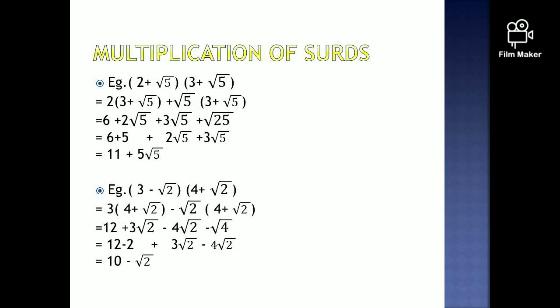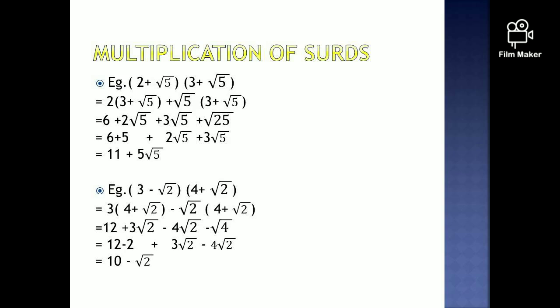So if you multiply 2 with 3 plus root 5, 2 into 3 is 6, and 2 into root 5 is 2 root 5. Hopefully you can understand. Then if you multiply root 5 with 3, that is 3 root 5. Don't misunderstand, this is not 3 root 15, this is 3 root 5. Then root 5 into root 5, both of them are surd terms, so you can multiply the terms inside the square root, that turns into 5 into 5, 25.